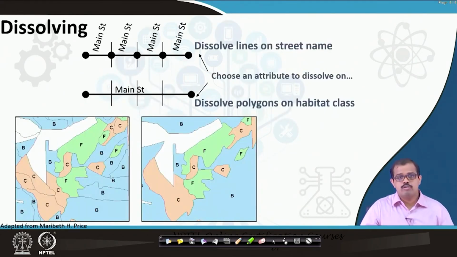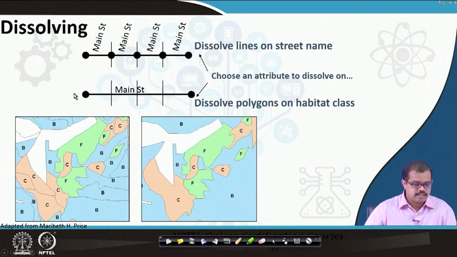Then the next tool is dissolving, a very important tool if you are trying to represent any vector data. For example, let us say these are different fields in this particular vector data. Based on these fields, each of these geometries is shaped, and let us say I want to dissolve all of these into single features. For example, anything that is C is put into a single feature, anything that is B is put into a single feature, and any other, F, is put into a single feature.